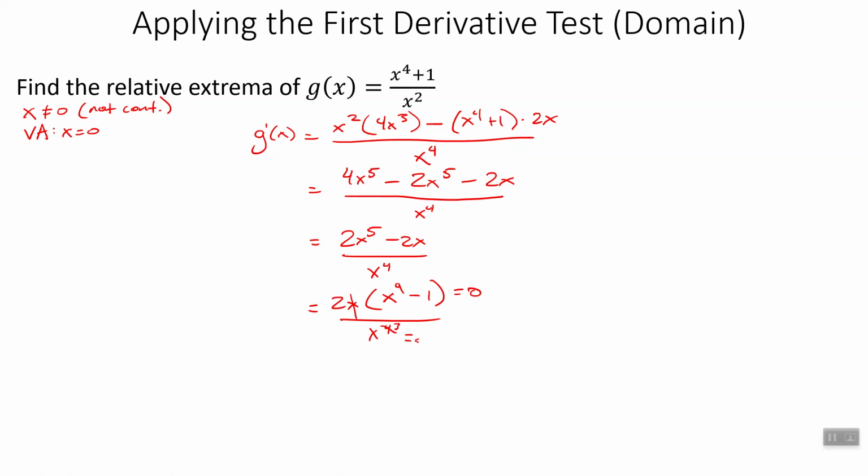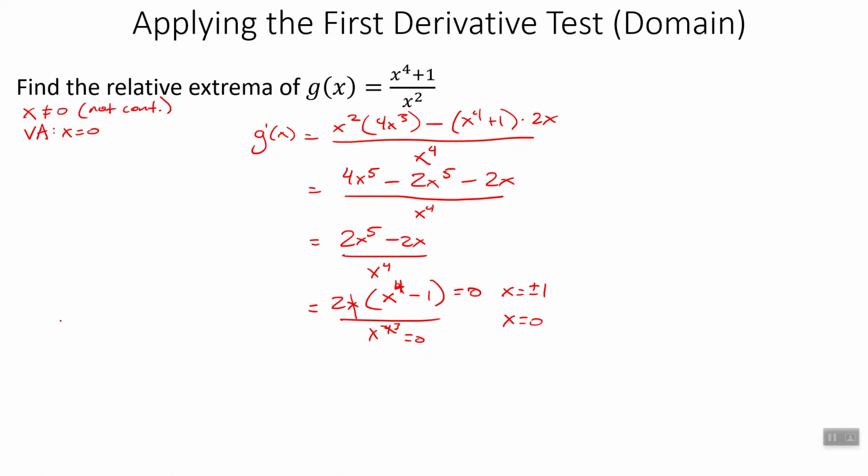Now we set the top and bottom both equal to 0. All right, if we plug in 1 or negative 1 here, we're going to get 0. So x equals plus or minus 1. On the bottom, we get x equals 0. So those are critical values. They're not critical points, all right? Because 0 on the bottom here, we already said it's a vertical asymptote, so that can't be a point.